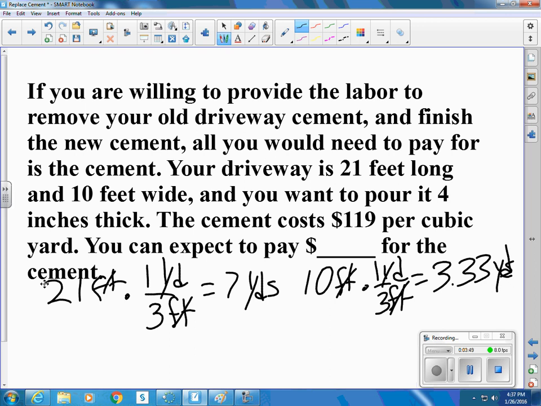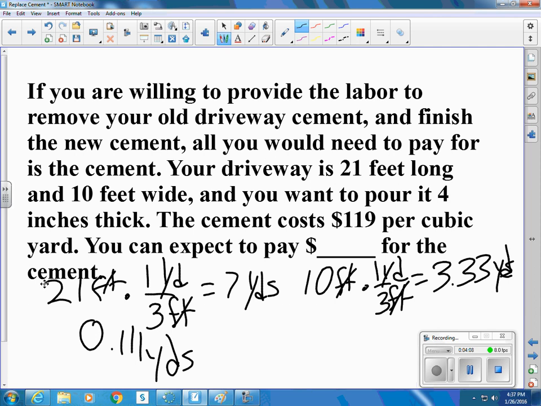4 inches thick is 0.111 yards. We found that last time. That's the same thickness. That's a common goal, to try to get your cement about 4 inches thick. You usually use a 2x4, so it ends up being somewhere around 3.5.